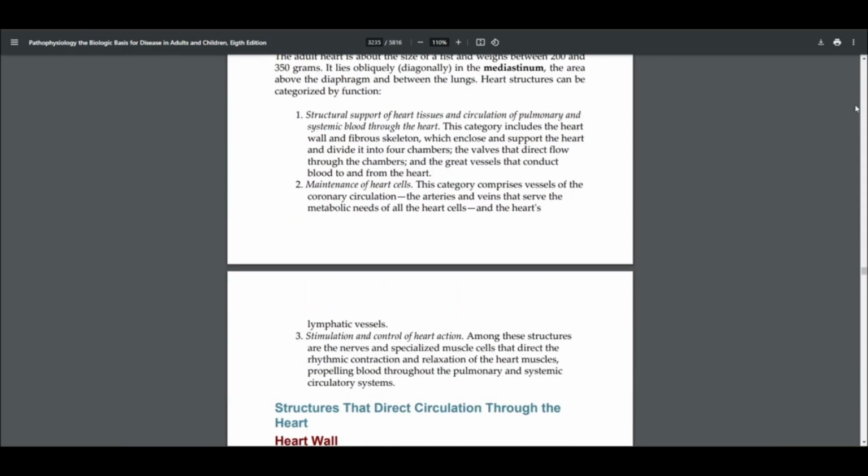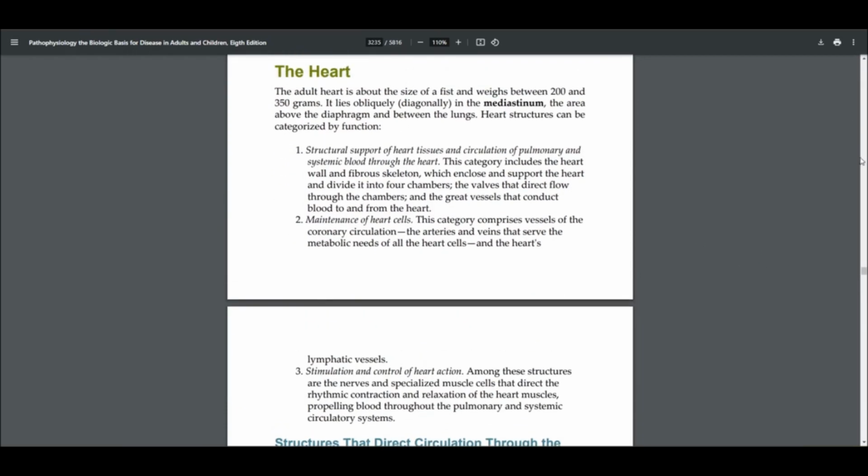The heart. The adult heart is about the size of a fist and weighs about 200 to 350 grams. It lies obliquely, or diagonally, in the mediastinum, the area above the diaphragm and between the lungs. Heart structures can be categorized by function. It looks like we've got 3 major functions here.